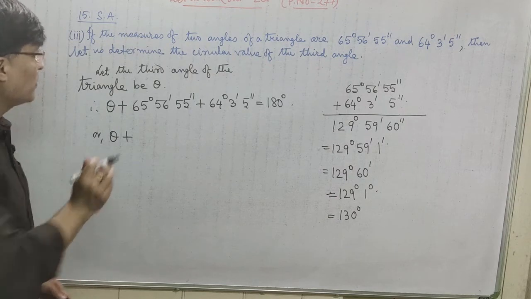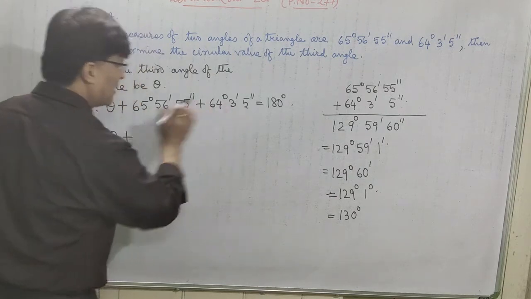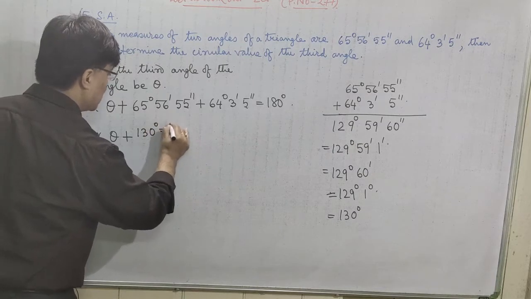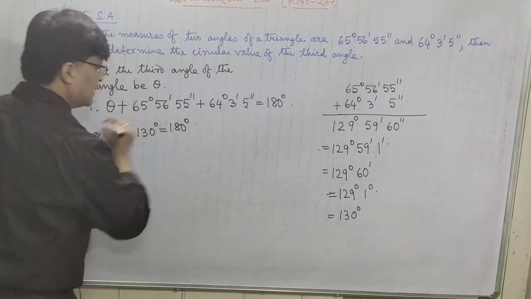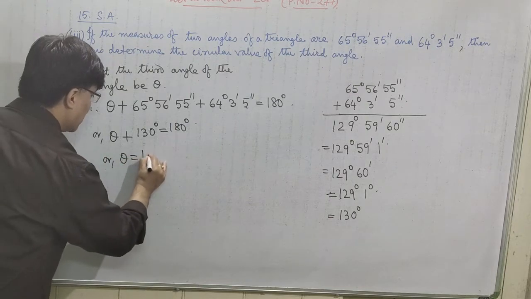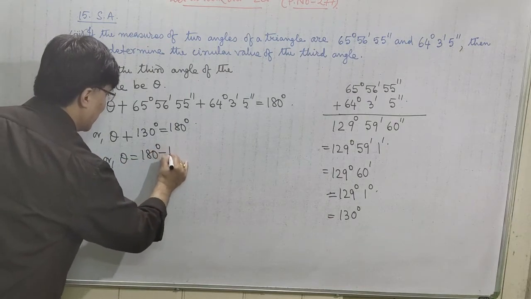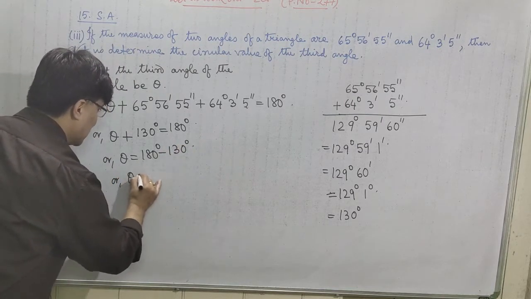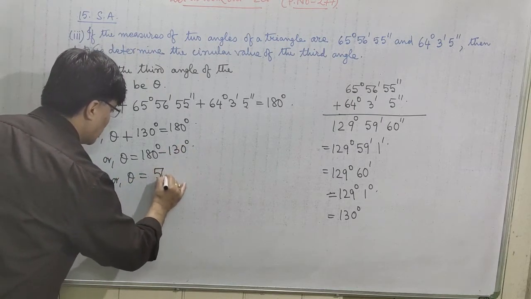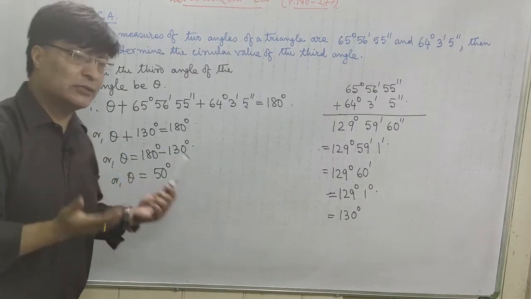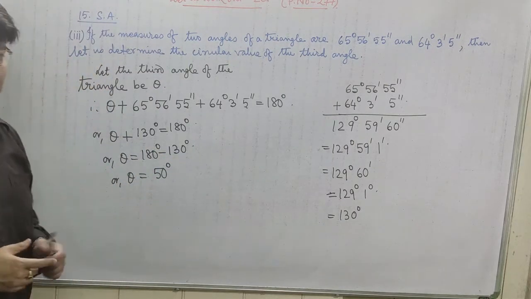Is that understood? So if you add these two angles, you will get 130 degree, and the sum of the three angles is 180 degree. Clear? So what is the value for theta now? It is 180 degree minus 130 degree, so theta is equal to 50 degree.